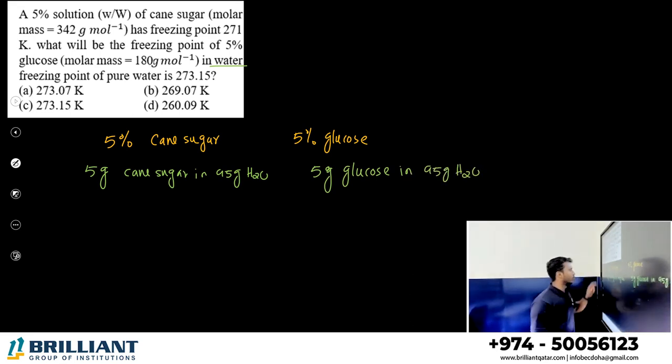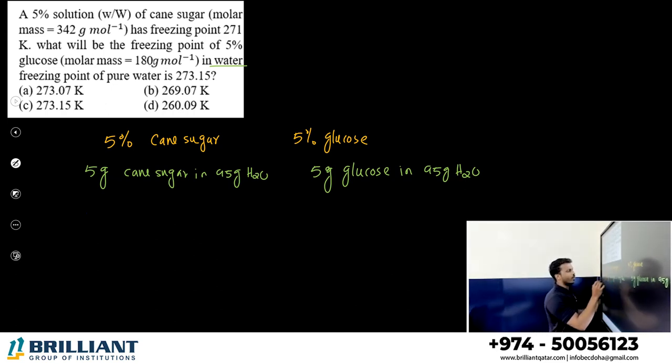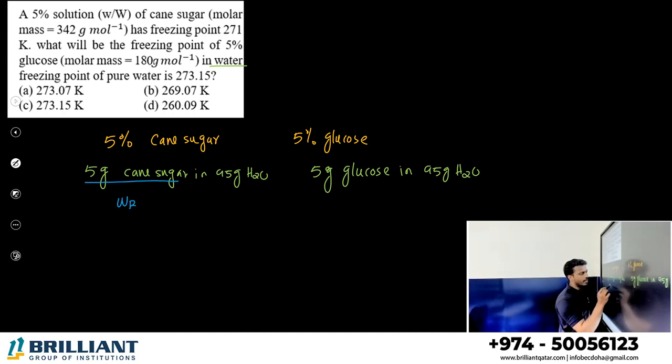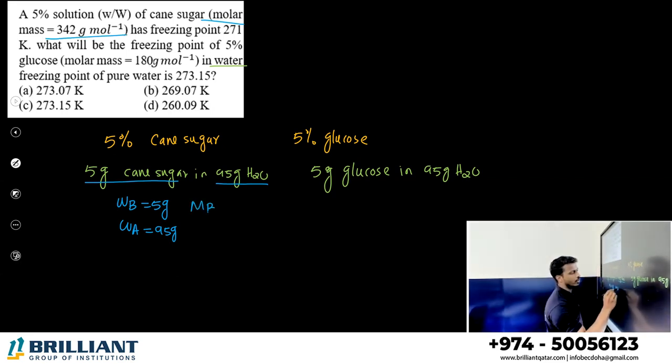Okay, so any other data given? The 5% cane sugar solution, its molar mass. What is the weight of cane sugar solute? WB is given, 5 gram. What is the weight of solvent? WA is given, 95 gram. And they gave the molecular mass of sucrose. So the molecular mass of solute is 342 gram per mole.